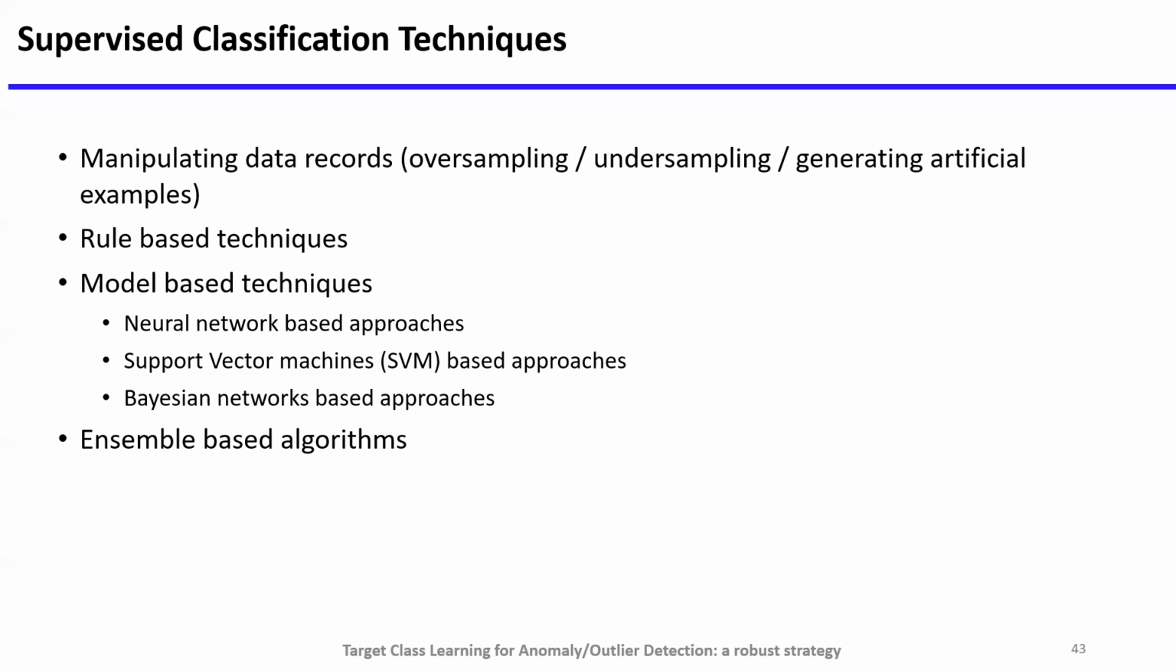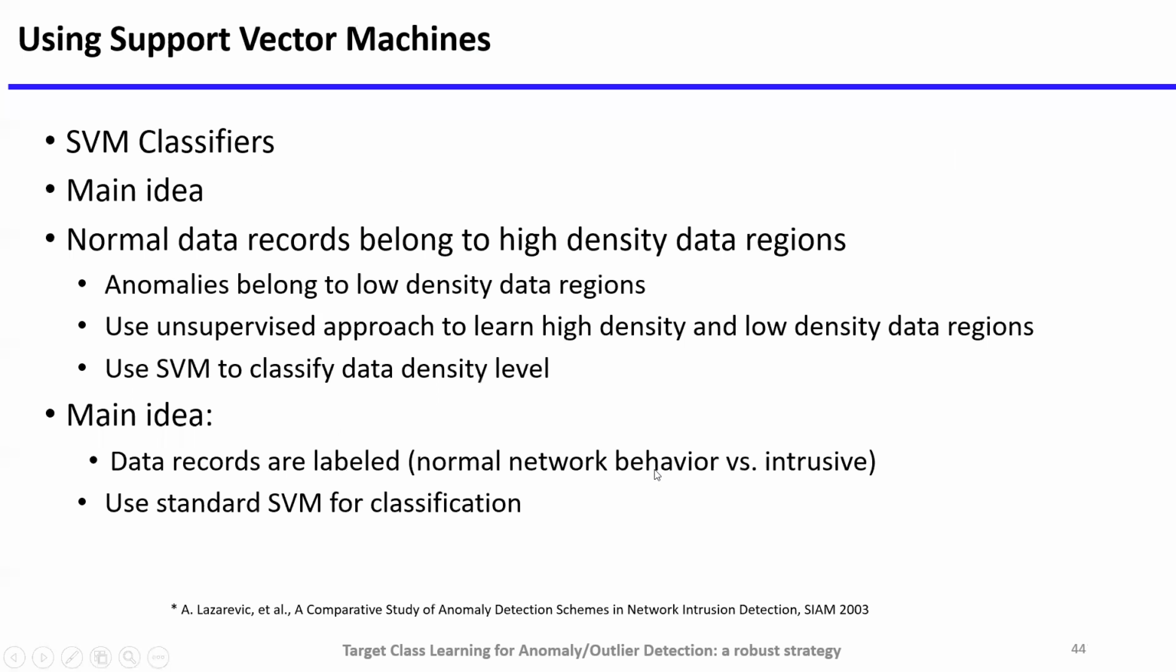Then we also have model-based techniques for anomaly detection. Model-based techniques means we can go for support vector machine classifiers, Bayesian techniques, or neural network-based approaches to identify any abnormal pattern. Sometimes it is also very common to use ensemble-based algorithms for anomaly detection.